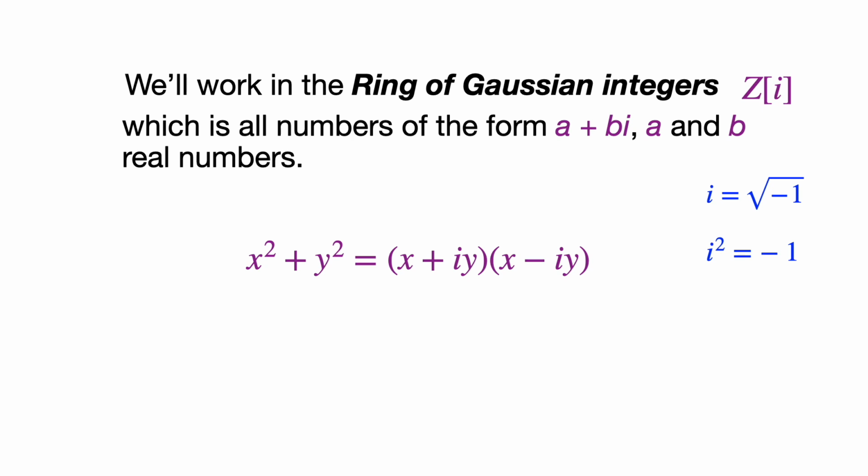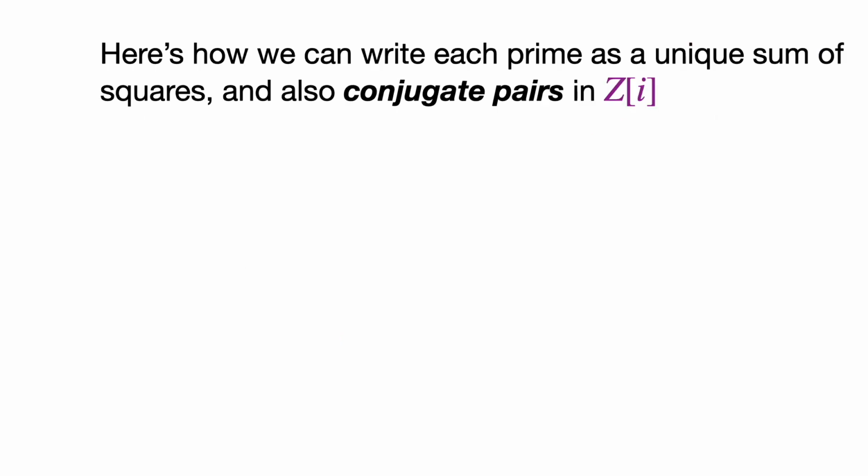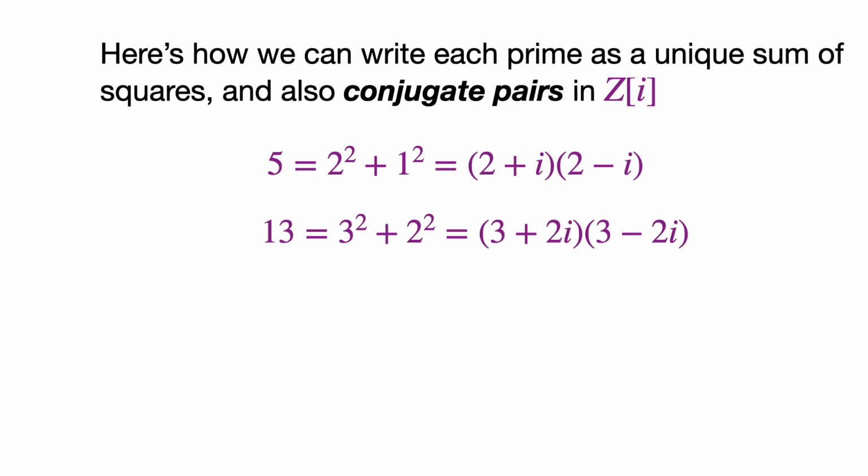And also, notice that 1105 is the product of 3 primes, 5 times 13 times 17. We can also write each prime as a unique sum of squares, which we call conjugate pairs in Z[i]. For example, 5 is 2 squared plus 1 squared, or 4 plus 1, which is 2 plus i times 2 minus i. And similarly, 13 is 3 squared plus 2 squared.